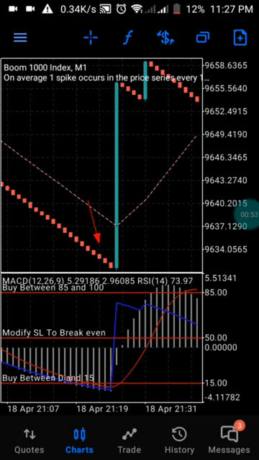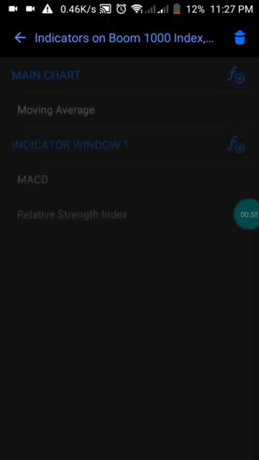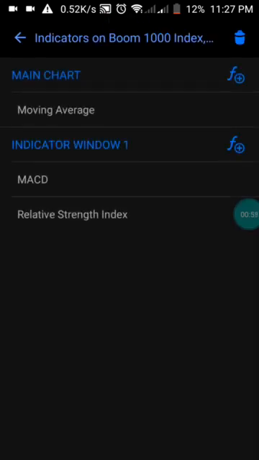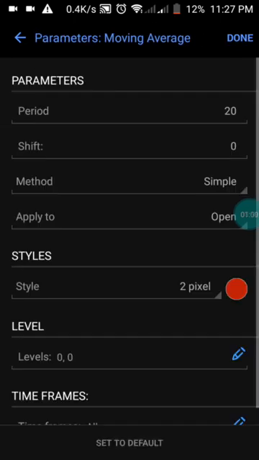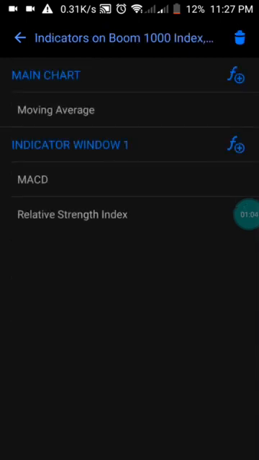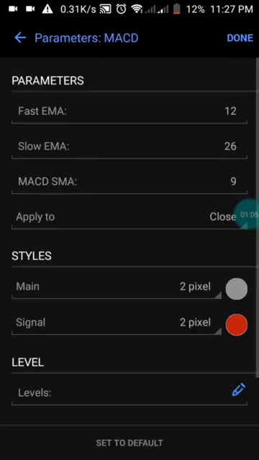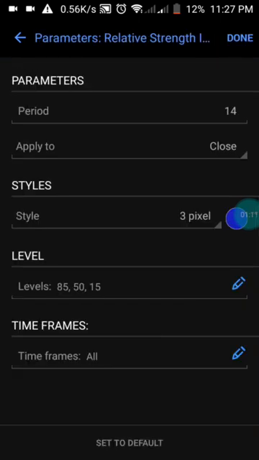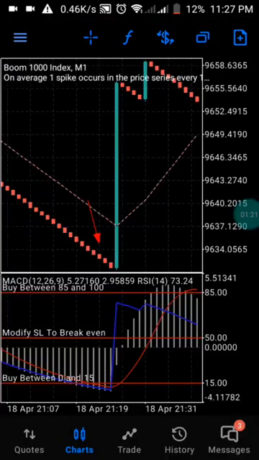So let me show you the settings of this indicator so that you guys can set it up on your system, on your phone. I have my moving average with a period of 20. You just screenshot it, then I press done. I don't want the video to be too long, just screenshot it. You see that I don't have any level. So let me show you the relative strength index. This is it. So I have the three levels: 85, 50 and 15. You press done. With this, you will have the same settings on your system, on your phone.